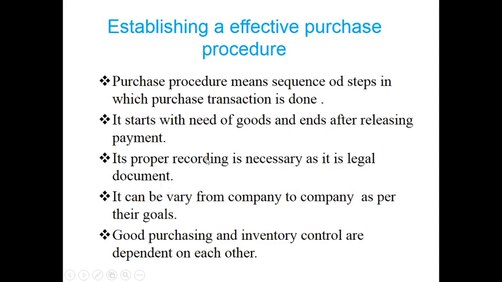It can be prepared in 6 to 7 copies. It can vary from company to company as per their goals, rules and regulations or their policies. This purchase order can change from company to company. Good purchasing is directly related to inventory control. If purchasing is done in a proper way, we can properly control our inventories. So both these terms are interdependent on each other.